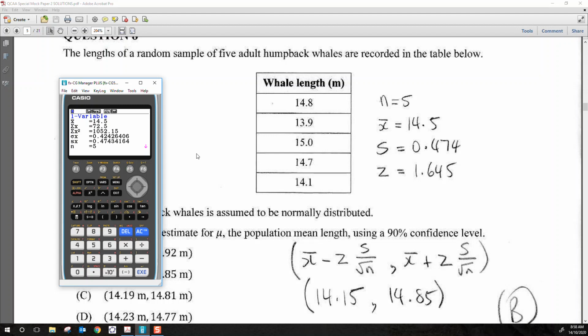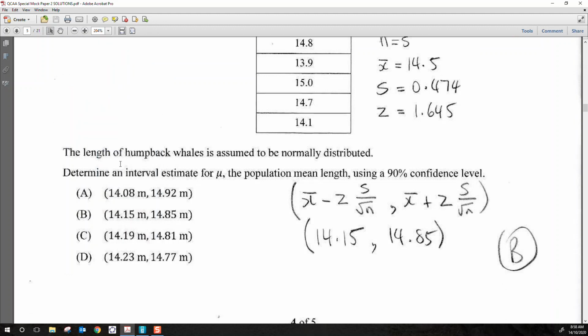I didn't write the 3. And I've got the, well, I don't have a z-score, do I? But I've certainly got n. Now, what do we want to know? The length of the humpback whale is assumed to be normally distributed. Determine the interval estimate for mu, the population mean, using a 90% confidence interval.